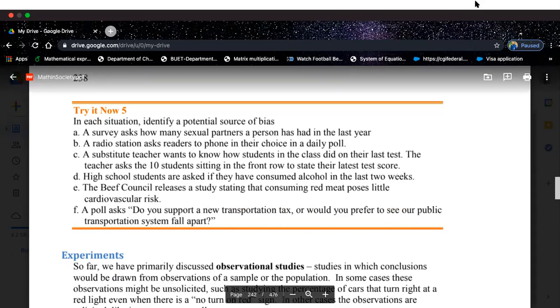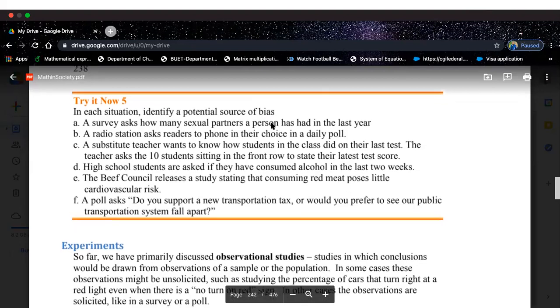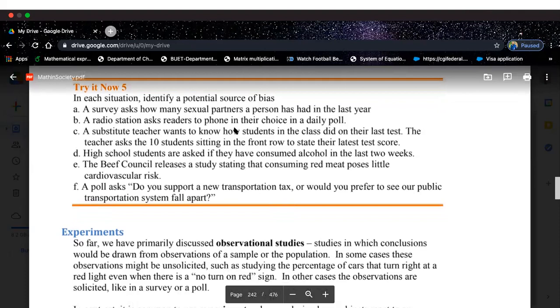Okay, so definitely it's a voluntary survey, because it says to phone in the choice in a daily poll, right? So definitely, if you are taking part in that survey, you are doing this voluntarily, right? Yeah, I agree with you. So I can't see any other biasness there.